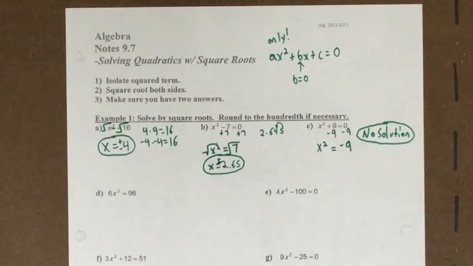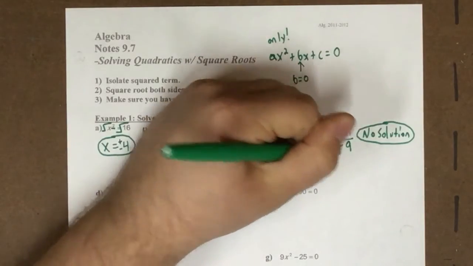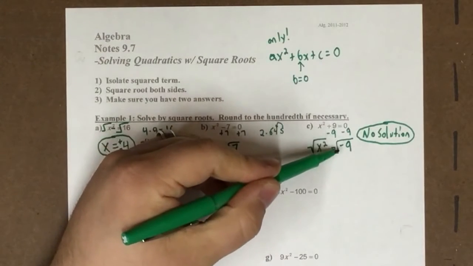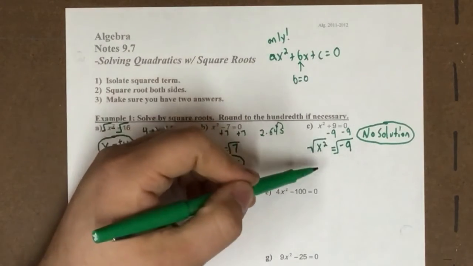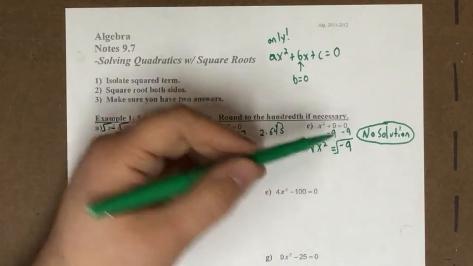The reason it's a no solution answer is I cannot find the square root of a negative. That does not work. In order to make a negative number in multiplication, I need one number to be positive, one number to be negative. There's no number multiplied by itself that makes a negative answer.